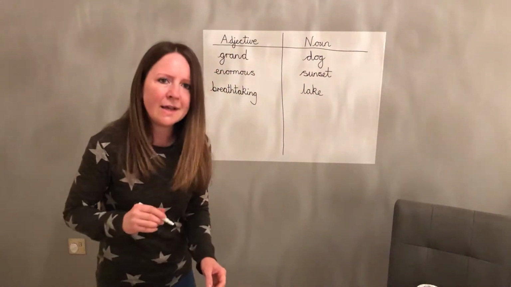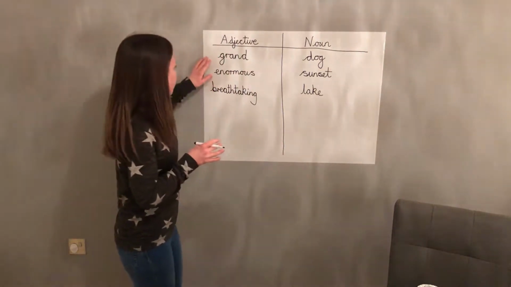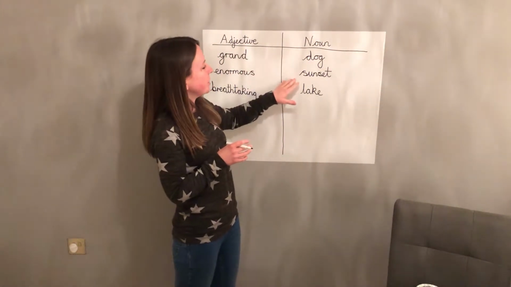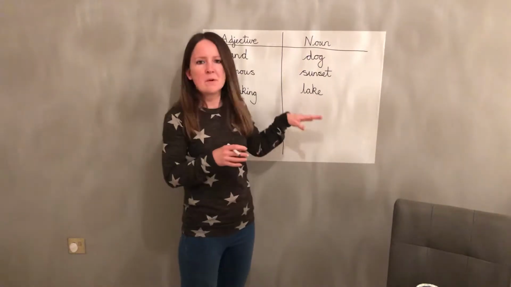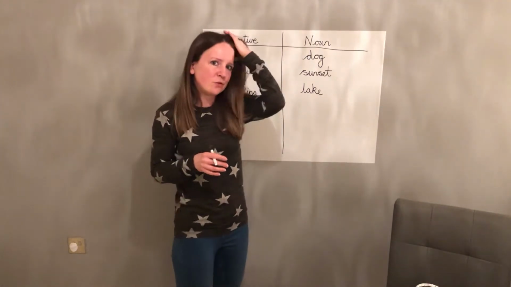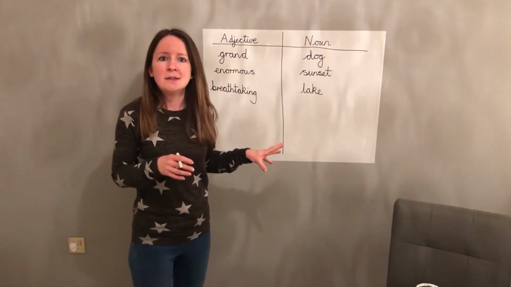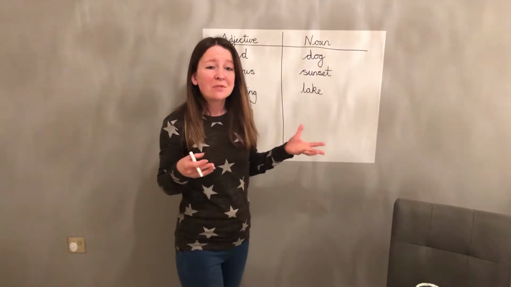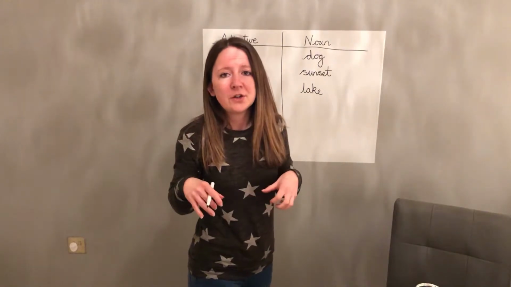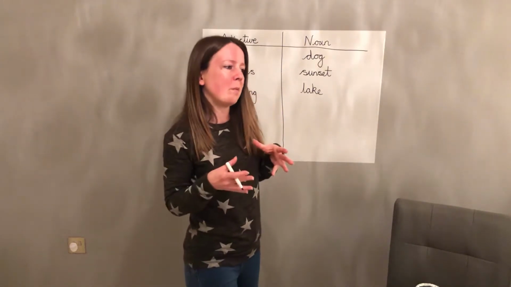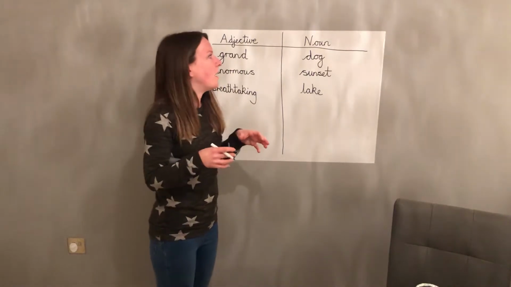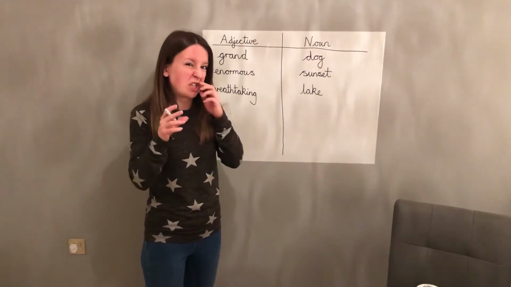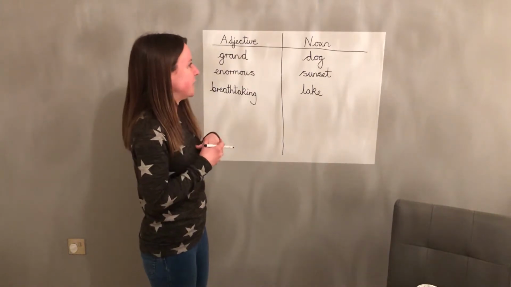Okay, here's the first part of the game then. Grand, enormous and breathtaking are my adjectives. Dog, sunset and lake are my nouns, okay? If you're not sure what any of those words mean, then you could pause the video now and see if you've got a dictionary, or you could go online and use a dictionary on the computer if you haven't got a physical book dictionary at home, and you could check to see what these things mean, okay? Because you need to know the meaning of them to be able to do this.